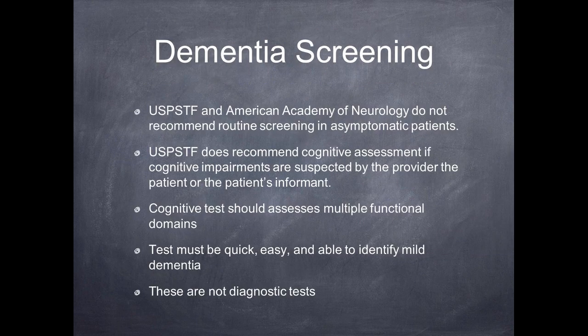So screening tools. The U.S. Preventive Services Task Force, USPSTF, is who I generally follow for most of my recommendations, like colon cancer screening, breast cancer screening, prostate cancer screening, and then the American Academy of Neurology. They don't recommend routinely screening people who are asymptomatic, so people who don't have any complaints about anything. So just your average person who walks in to see their doc, who's over 65, probably shouldn't be tested. They do recommend screening, though, if there's any sort of concern, as I mentioned before.